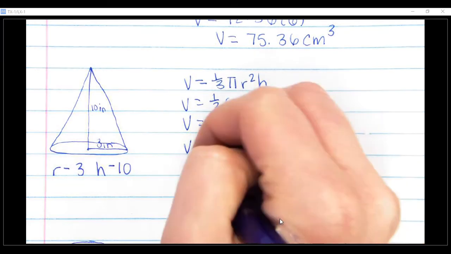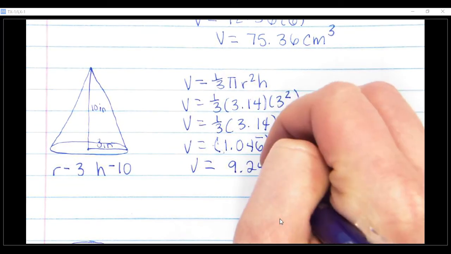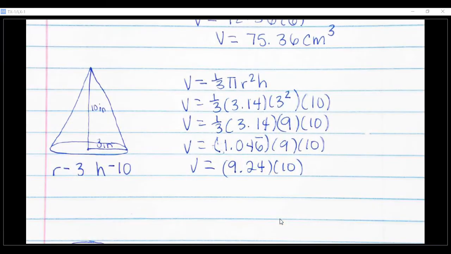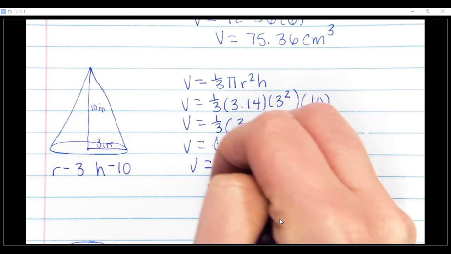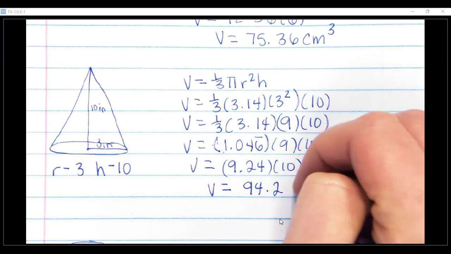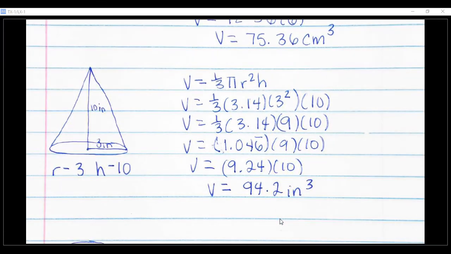And I keep multiplying, I'm going to have 9.24 hundredths times 10. And then I'm going to have my final answer of 94.2 tenths inches cubed. Because again, the label is super important. You need to make sure that your unit, whatever you have, is cubed. So it's the same process as the cone, or sorry, as the cylinder. We're just using a different equation.